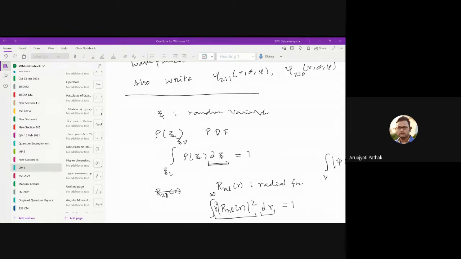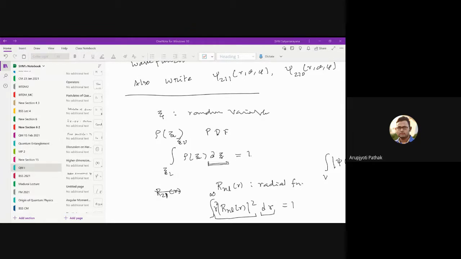Sir, why does its amplitude keep decreasing? Amplitude of what? Amplitude of the radial wave function. Why does it decrease? The amplitude depends on your normalization constant, right? Yes, sir.